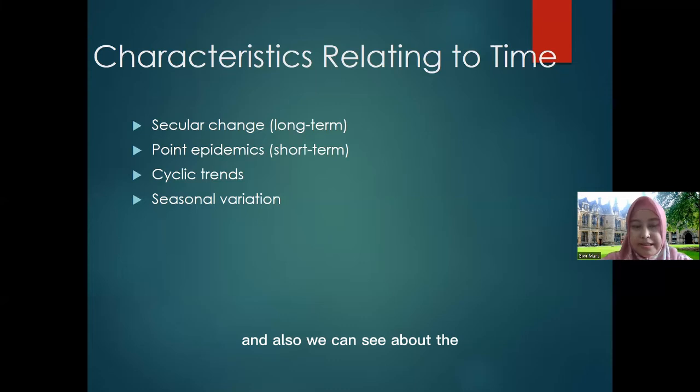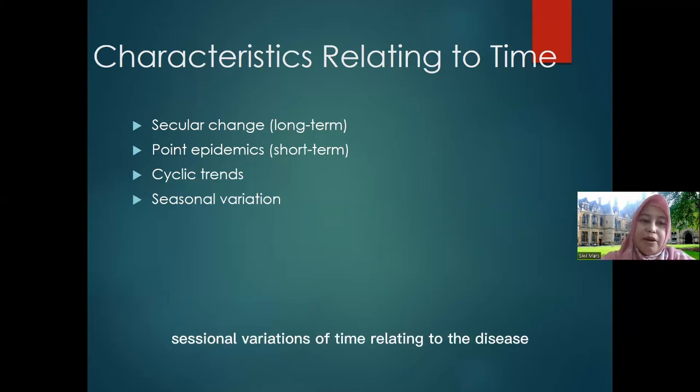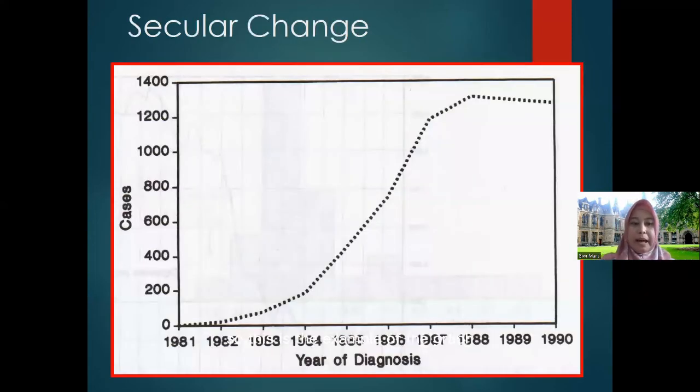And also we can see the seasonal variations of time relating to the disease. This is an example of a graph showing the patterns, the secular changes. This is the long term. We can see the year and also the cases.